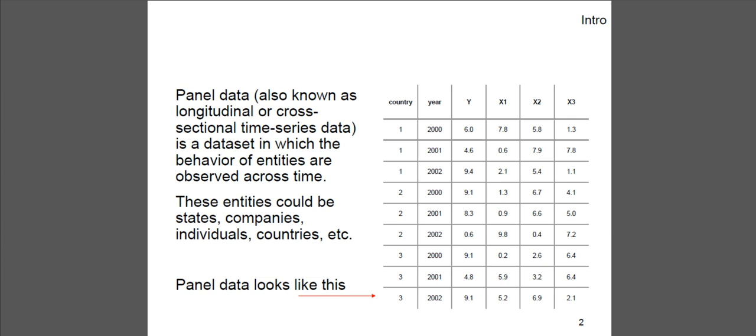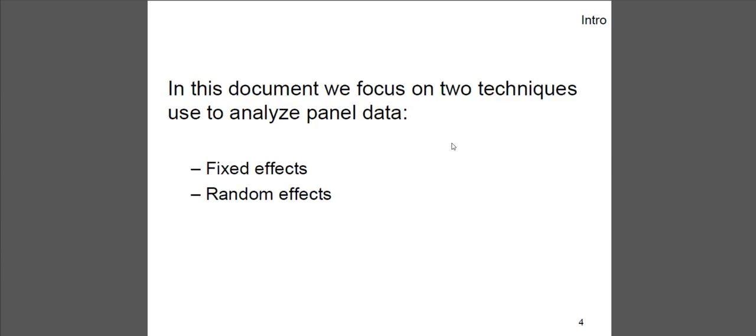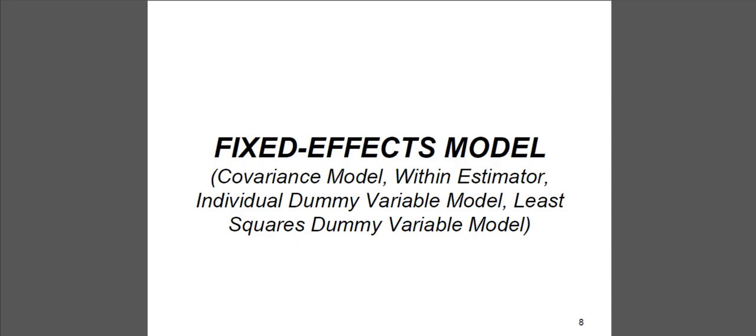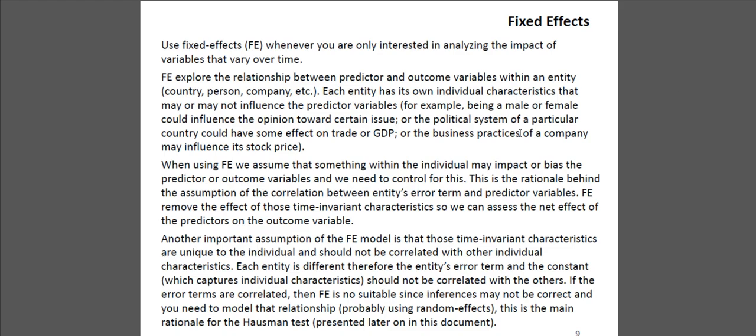While performing panel data analysis, we usually use the fixed effect model as well as the random effect model. Both models have their own assumptions and their own benefits. We can perform the fixed effect model because we are more interested in analyzing the impact of variables that vary over time. Fixed effect explores the relationship between predictors and the outcome variable within an entity, such as a country, person, or company. Each entity has its own individual characteristics that may or may not influence the predictor variables.